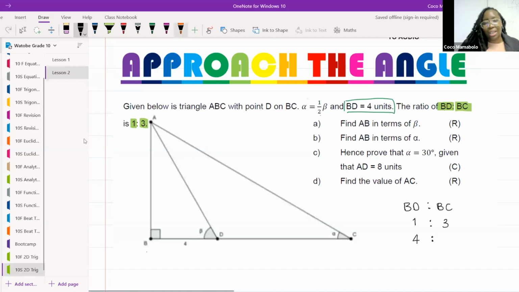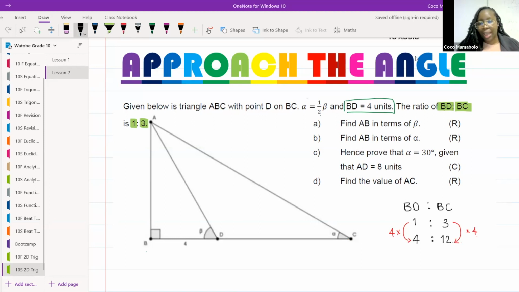So we have to ask ourselves, how did I get from 1 to 4? What did I have to do, guys, to get from 1 to 4? I had to multiply by 4. Easy question. Multiply by 4. Right. But if I do this on the left-hand side, I have to do this on the right-hand side as well. If I multiply by 4 on this side, I have to multiply by 4 here as well, which is going to make this ratio 4 to 12.